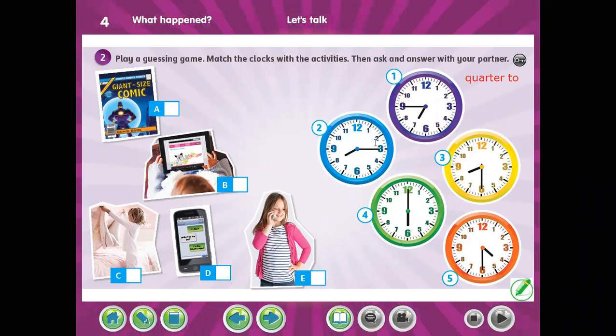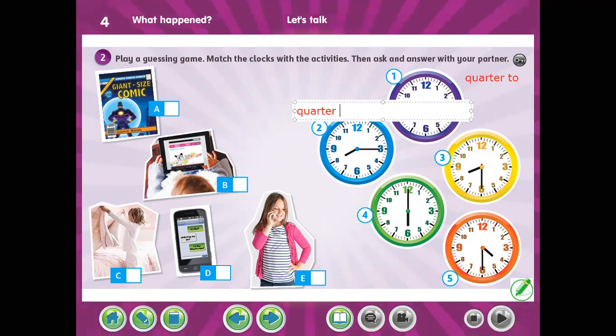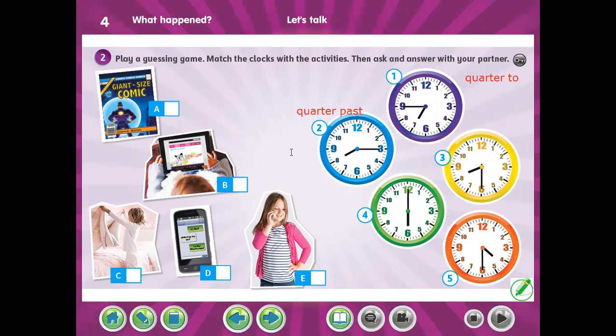Dasha, what's the time in number 2? It's a quarter to 8. No, quarter past 8. Quarter past 8. If you don't remember, copy please this in your book, okay? Copy to remember the time. Quarter past 8. Quarter to 7.